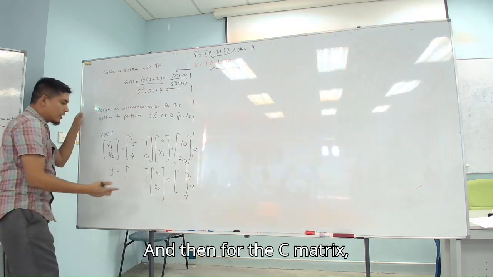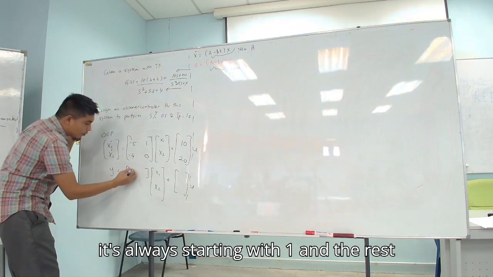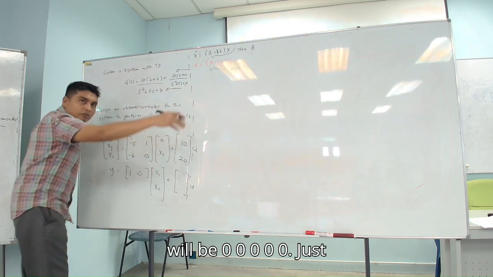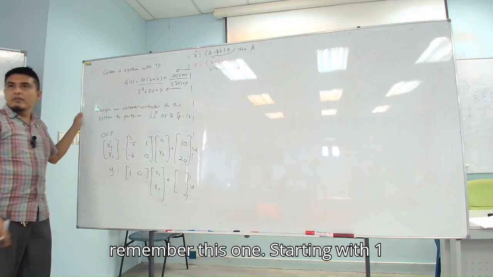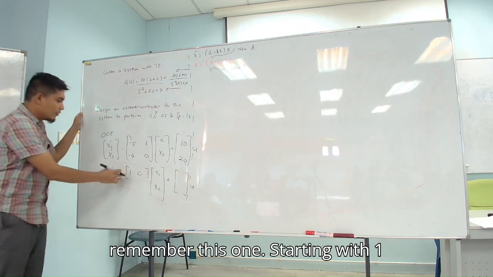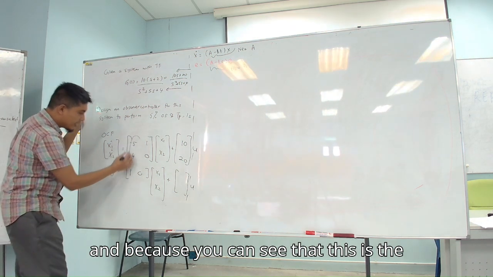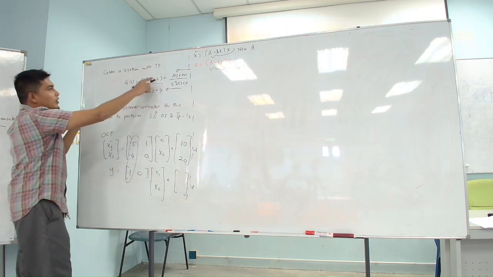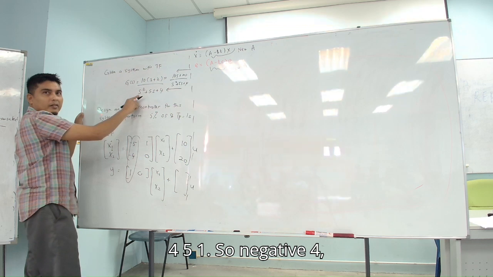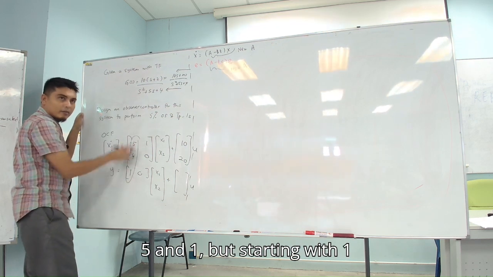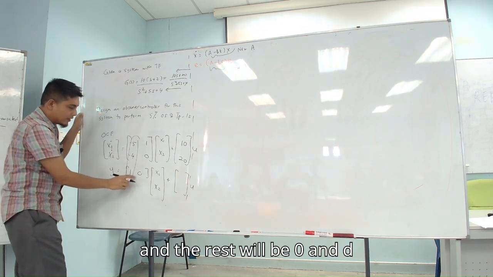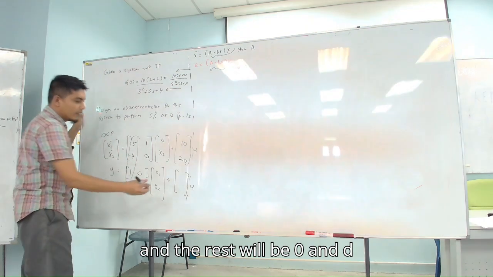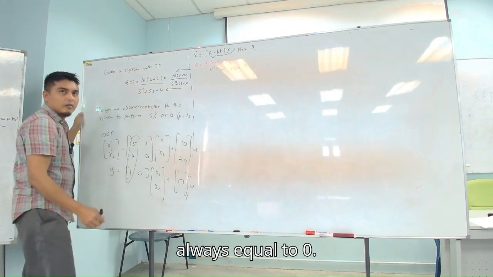And then for the C matrix, it's always starting with 1 and the rest will be 0, 0, 0, 0, 0. Just remember this one. Starting with 1, and because you can see that this is the 4, 5, 1. So -4, -5 and 1. But starting with 1 and the rest will be 0, and D will always be equal to 0.